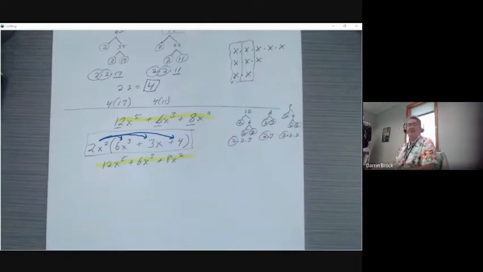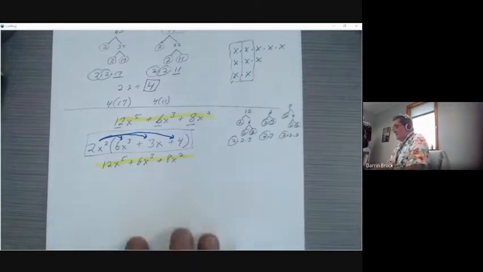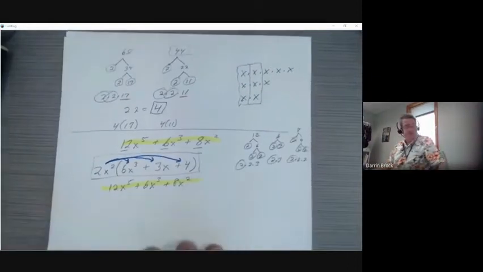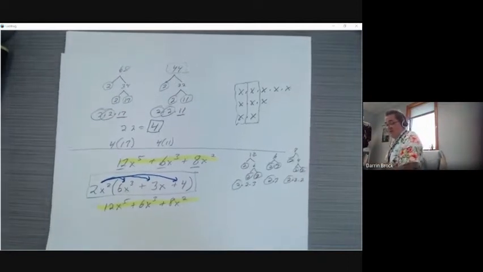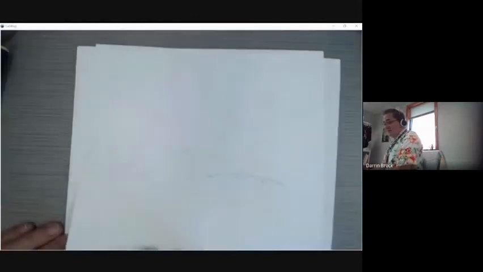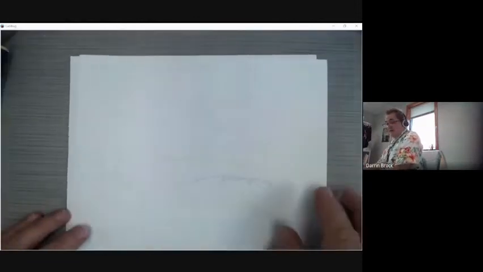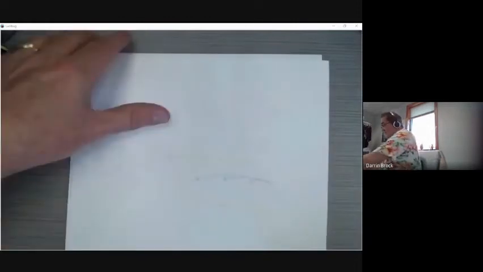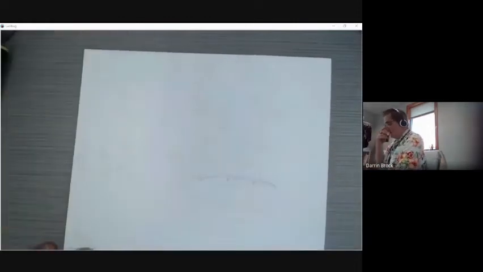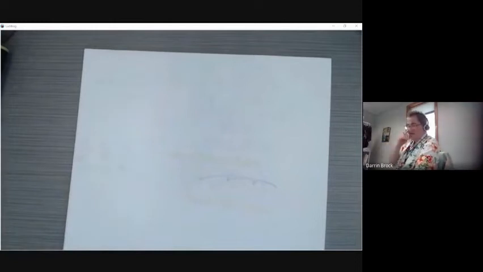Okay, so that's what you're going to learn in lesson 8.01. So let me show you an example from 8.02. All right, let me see. Let me turn this over. We'll do it on the back. So in the second lesson, we learned to factor a little differently. We're going to factor by grouping.